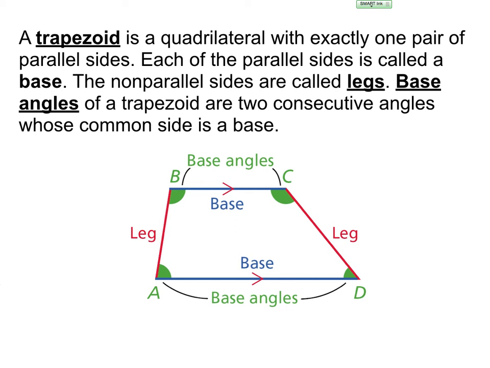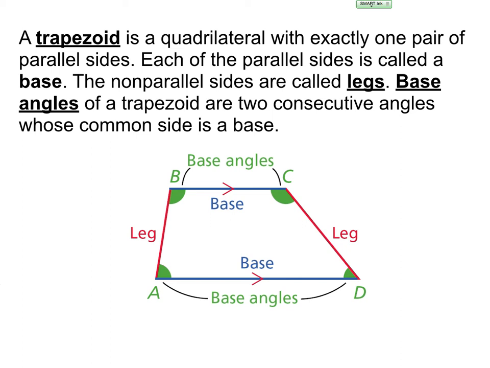And there are base angles. Remember base angles in triangles? Triangle base angles were along the same base. Same thing here, but you've got two bases. So you have to talk about one pair at a time. So angle A and D would be base angles because they share the segment AD base. Angle B and angle C are base angles because they're at the ends of the base BC.